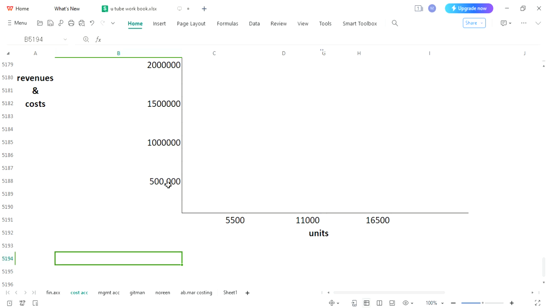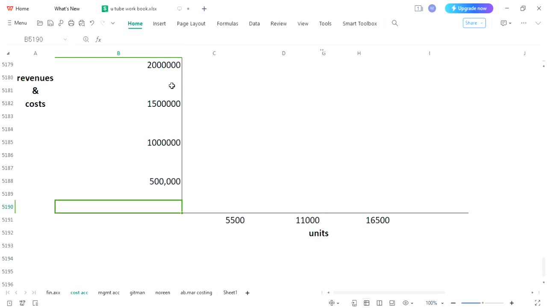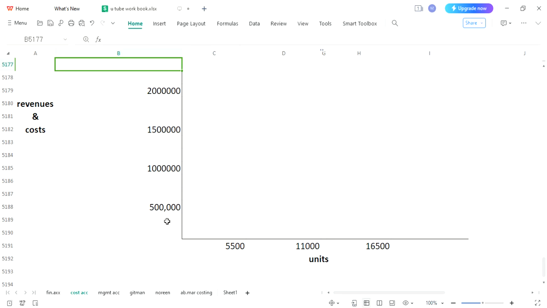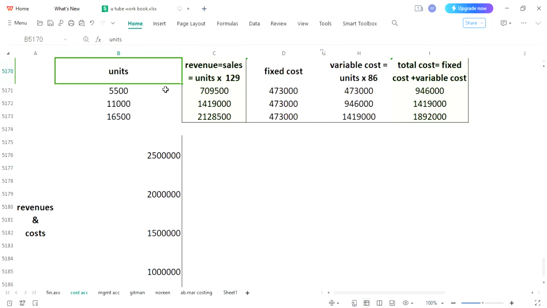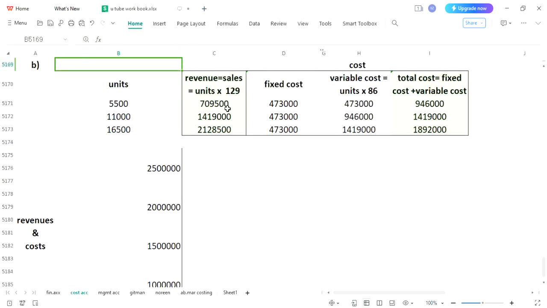Look over here, difference of 2 lines, difference of 2 lines, difference of 2 lines. So the physical difference is the same, and you can see that the numerical difference is also the same. The difference between any 2 points is 5 lakh. Look, 5, 10, 15, 20 and 25. Our graph is ready to be presented. First we will present our sales. First sale is 7 lakh 9,500. So we will put some points over here.